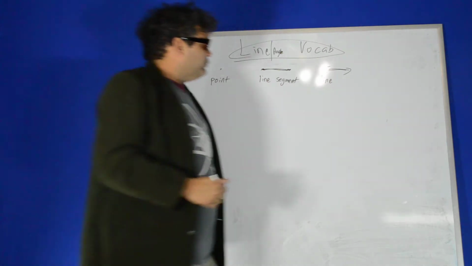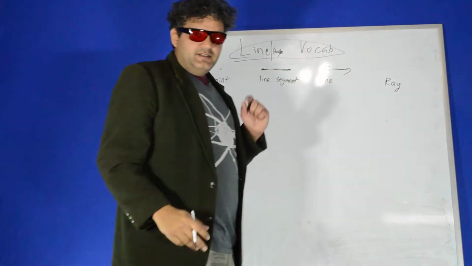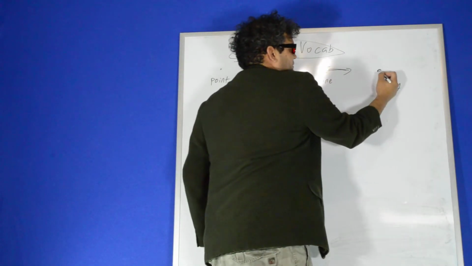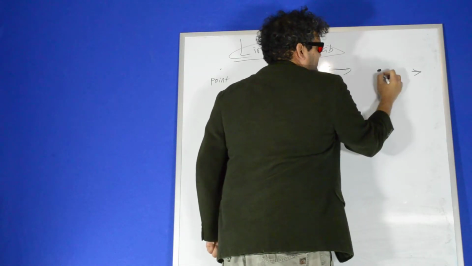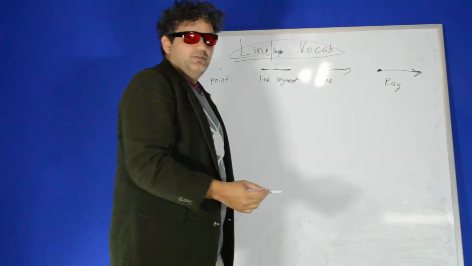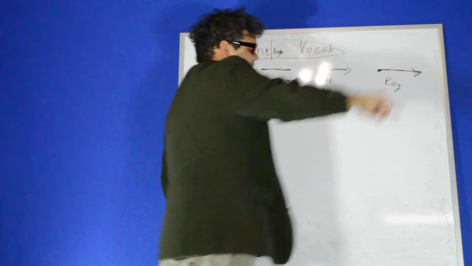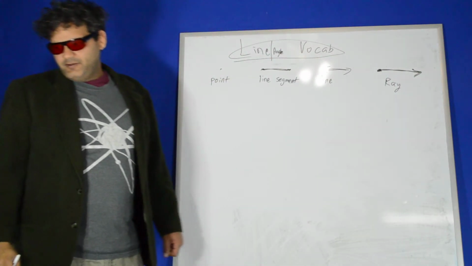And next we have a ray. A ray has a dot on one side and an arrow on the other side. So it stops here on a point, and it has infinite points all the way in that direction, and it goes on forever. Alright, folks.